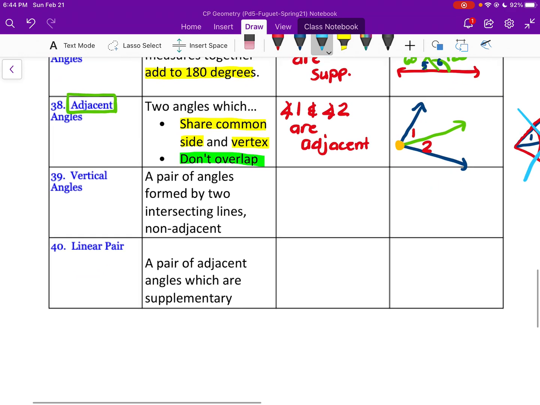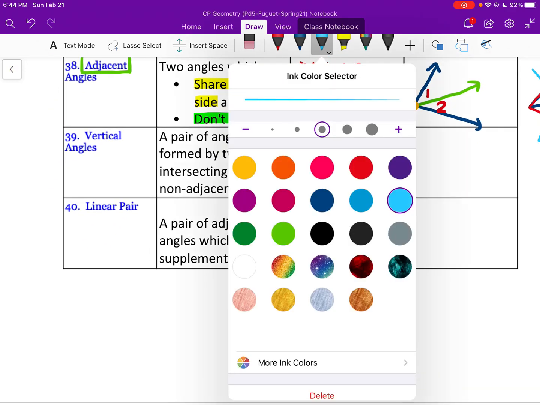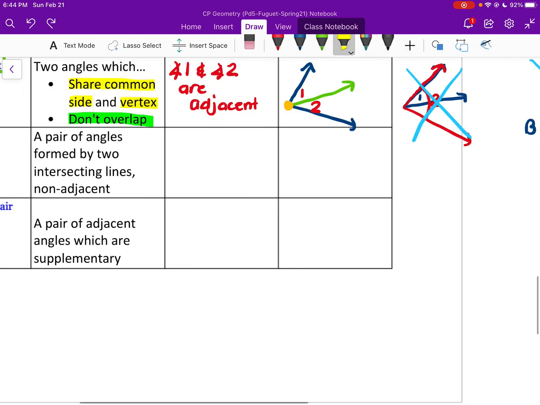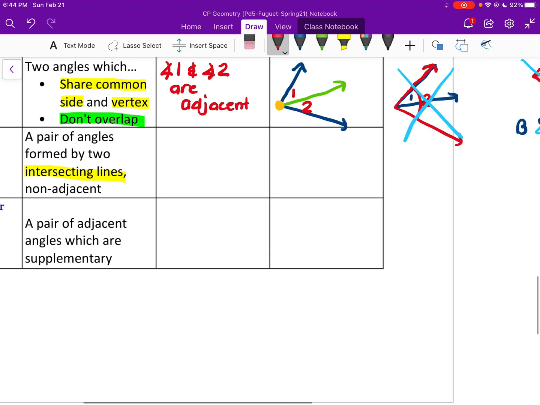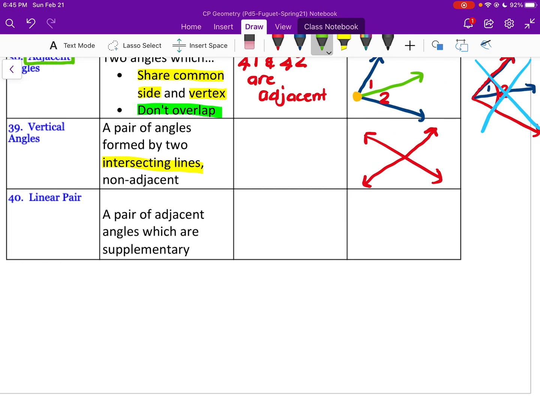Okay. The final two, and again, we're going to have an entire section dedicated to these two. Vertical angles, okay? Vertical angles are just a pair of angles formed by two intersecting lines. So let's draw two lines, maybe intersecting like this. I like to think about these as X problems. So you can see that the angles are formed and they kind of make an X, right? They're just two lines intersecting, a pair of angles across from each other.